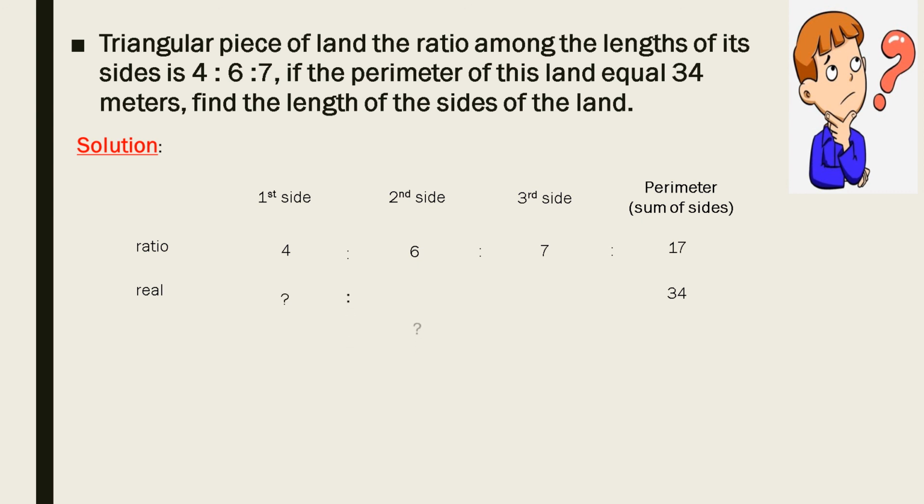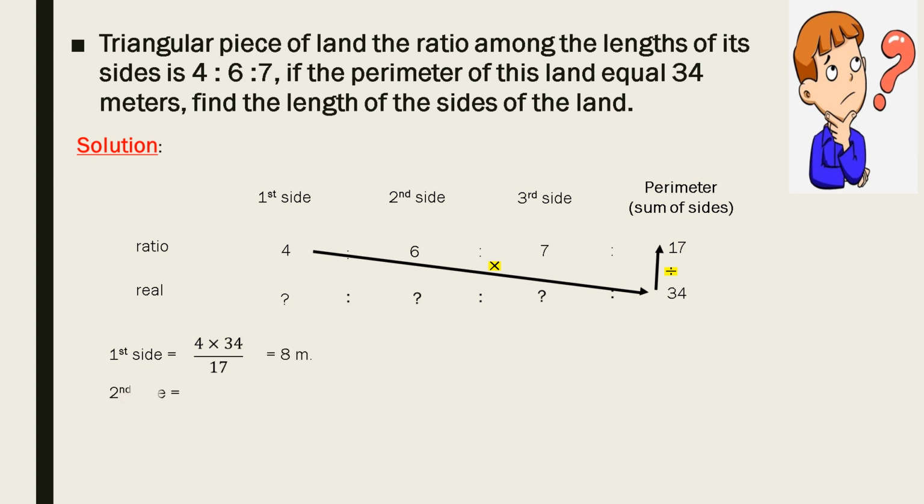We start to find the length of each side. To find the length of the first, 4 times 34 divided by 17. First side equals 4 times 34 divided by 17 equals 8 meters.